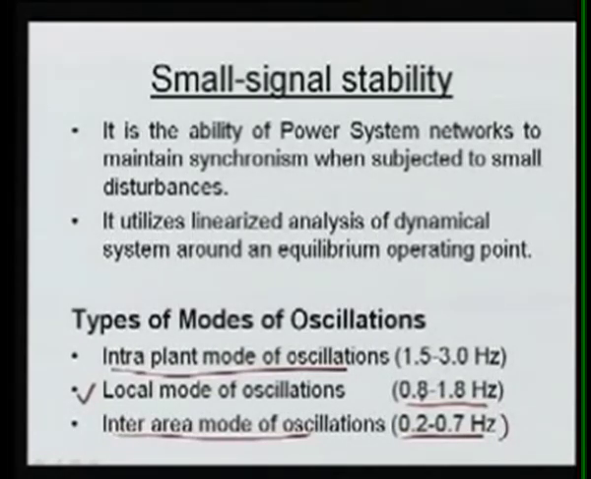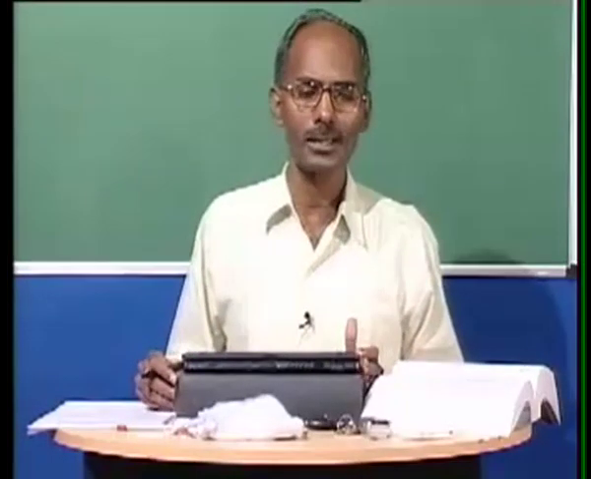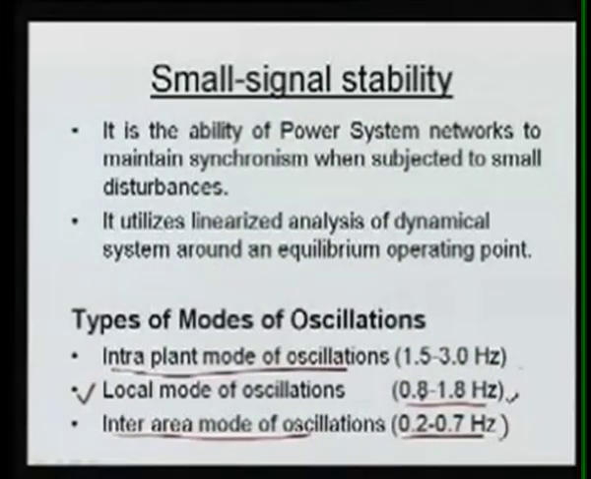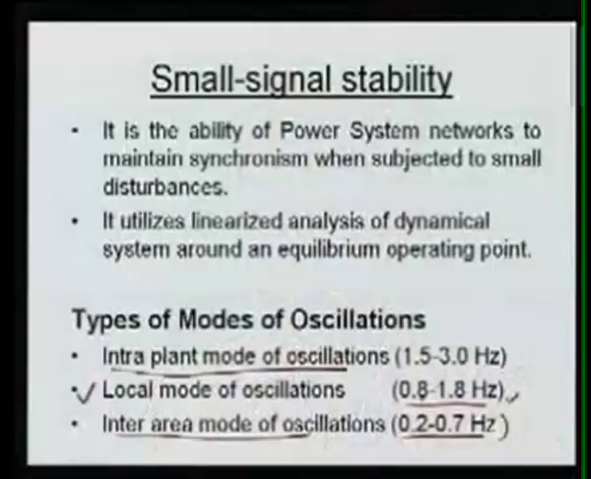In inter-area modes of oscillation, if two regions are oscillating against each other, then it is called inter-area mode of oscillation. The local modes are individual machine oscillations, where one unit of a plant is oscillating with the rest of the system. Intra-plant modes of oscillation are when the various units of the same plant are oscillating against each other, and the frequency is normally 1.5 to 3 Hz.